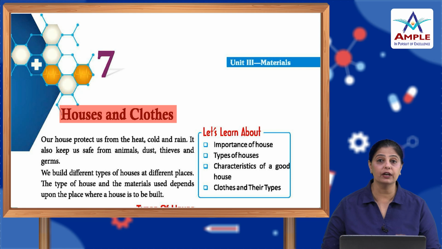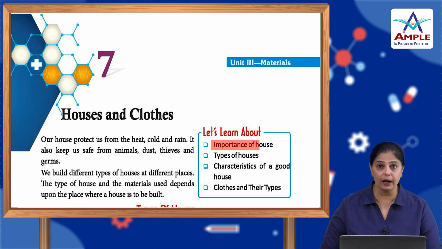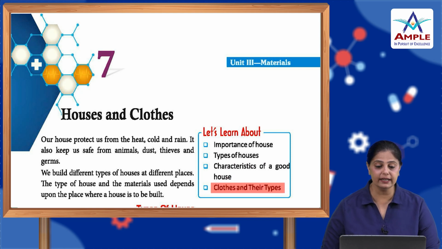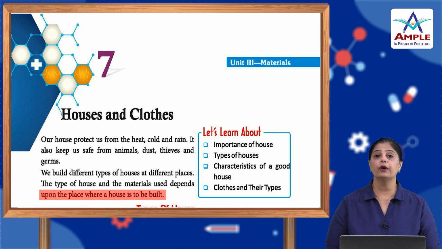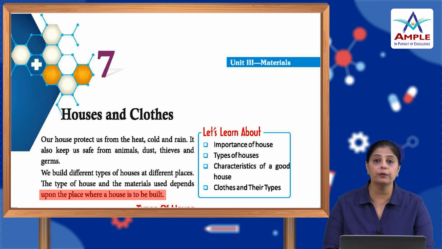So, let's begin. We are going to learn about the importance of a house, types of houses, characteristics of a good house, clothes and their types. Our house protects us from the heat, cold and rain. It also keeps us safe from animals, dust, thieves and germs. We build different types of houses at different places. The type of house and the material used depends upon the place where the house is to be built. So children, this is the requirement of a house.